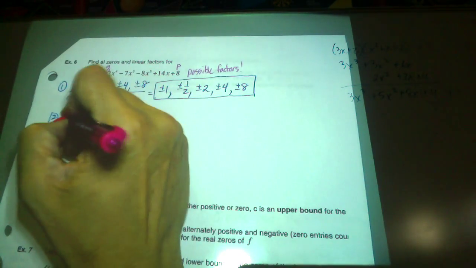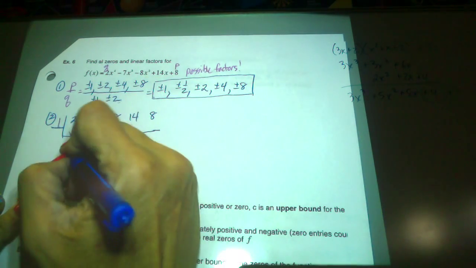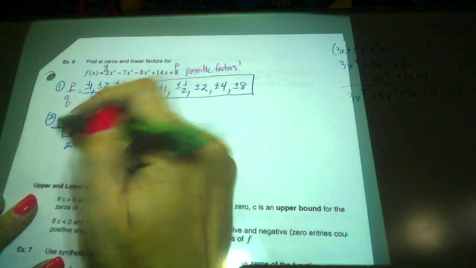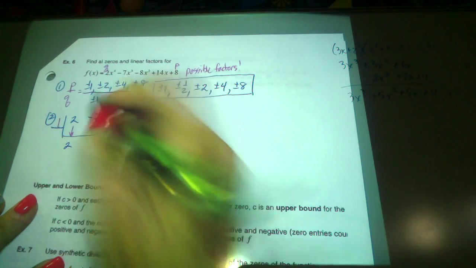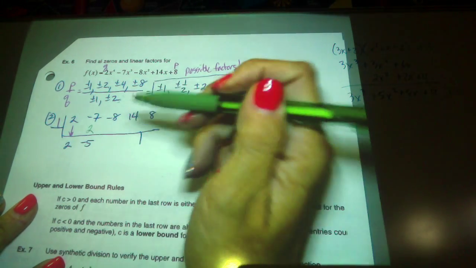Well, my favorite to start with is 1. So bring it down and start to multiply. 1 times 2 is 2. Add down, I get negative 5. And you always start to know right away if it doesn't work.